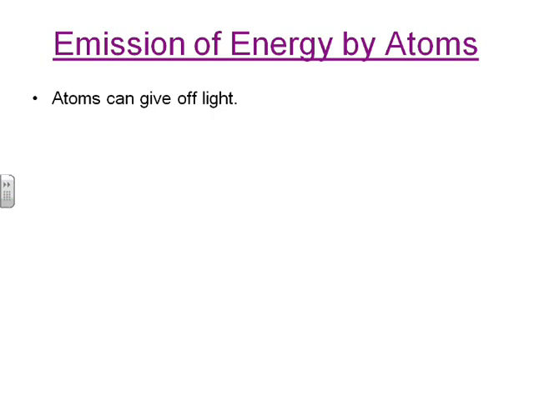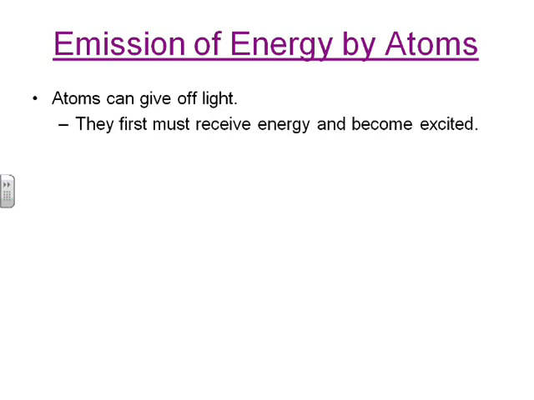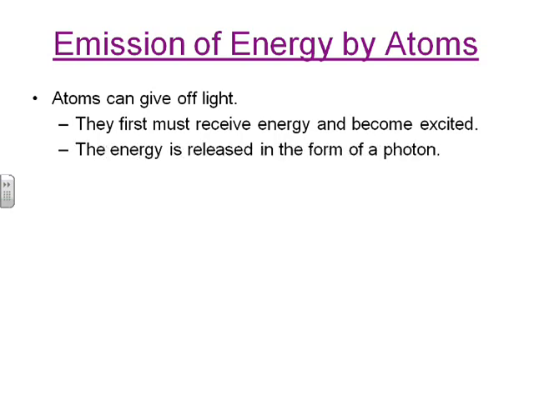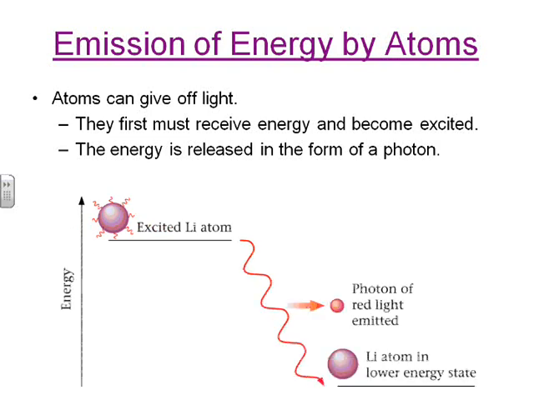Now, atoms can give off light, but they first must receive energy and become excited. So if you have an atom, you have to inject it with energy, which would be injecting a photon into that atom. And then they also release that energy in the form of a photon. So they receive their energy in the form of photons, and they also release energy in the form of photons.